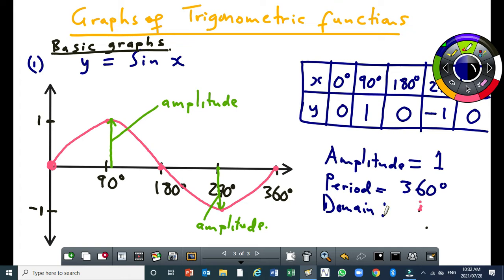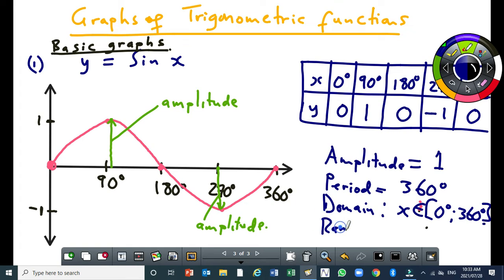Now your domain, remember to write domain, you need to identify the minimum value of x. The domain is the set of all the x values. You need to determine the minimum value and the maximum value first. So our minimum here is going to be the value of x at the origin, which will be 0 degrees. So this will be x is an element. We are starting from 0 degrees up to the maximum, which is 360 degrees. So that will be the domain of this graph.